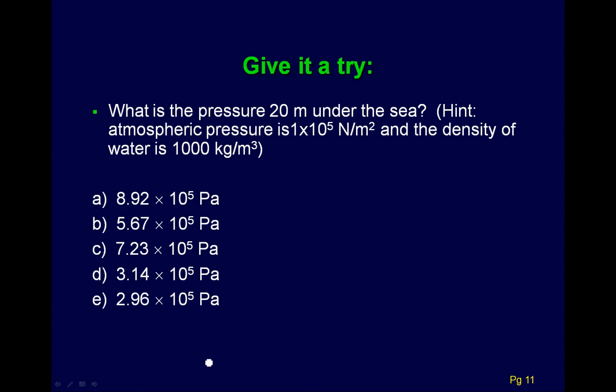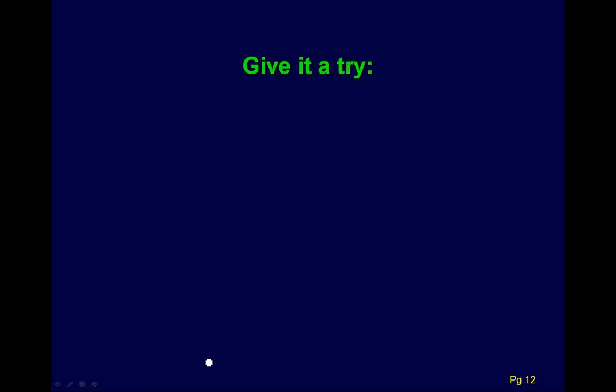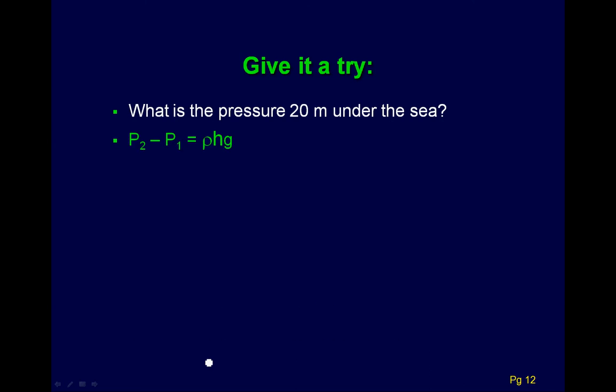We'll always give you that number, but you can also look it up in the back of the book. When I did this, I got this answer here, about 3 times 10 to the 5th pascals. So we use our equation that we just got, our newfangled equation here. The density of water is 1,000, and P1 is 1 times 10 to the 5th Pascal.